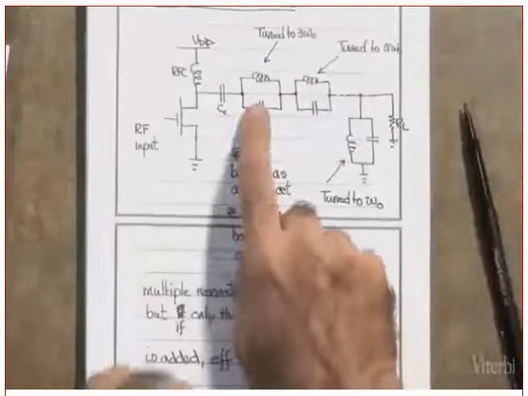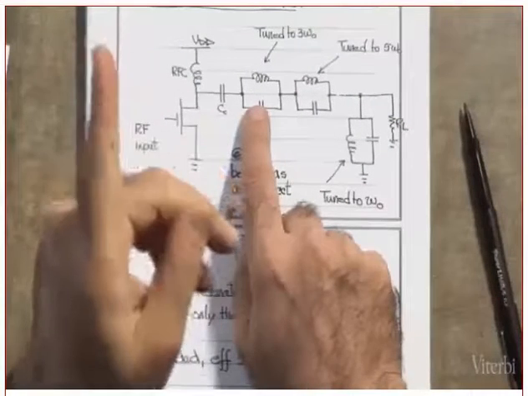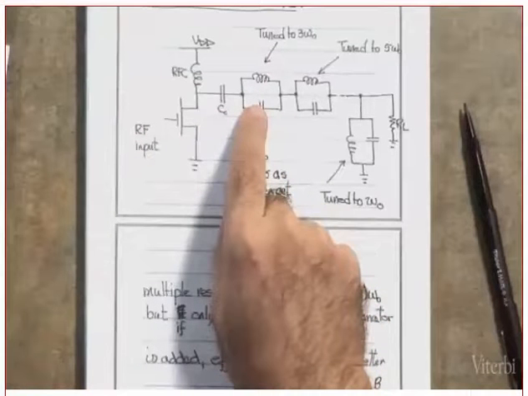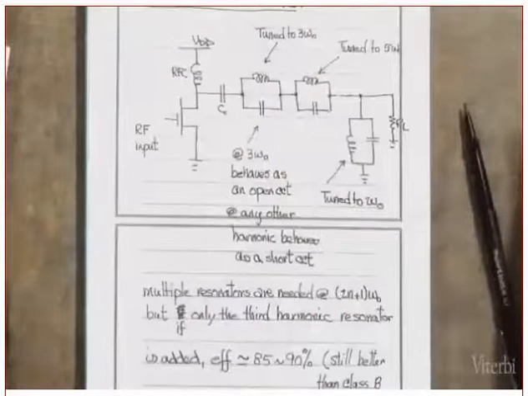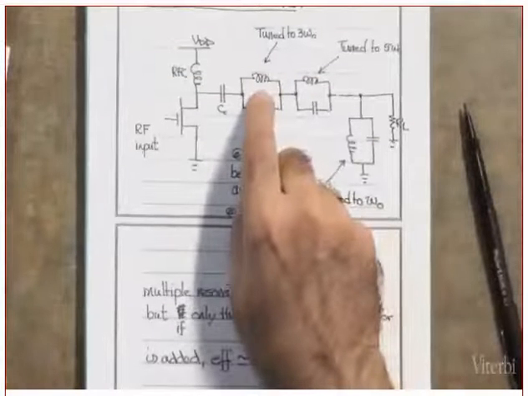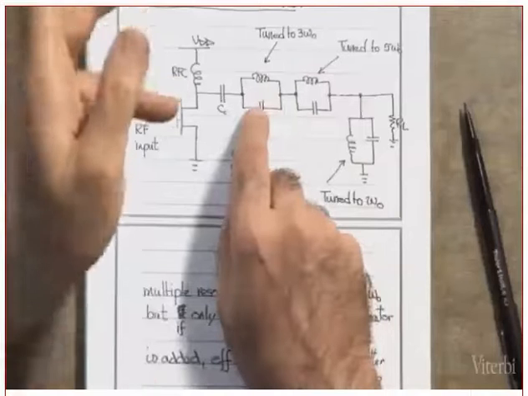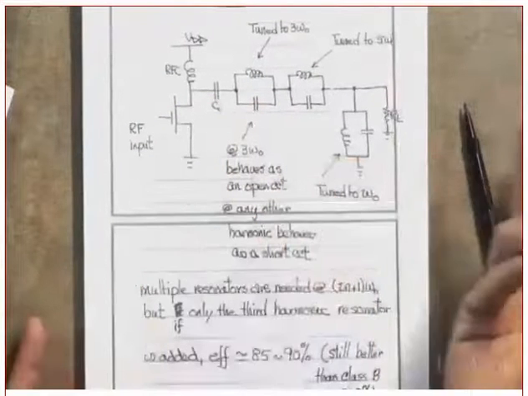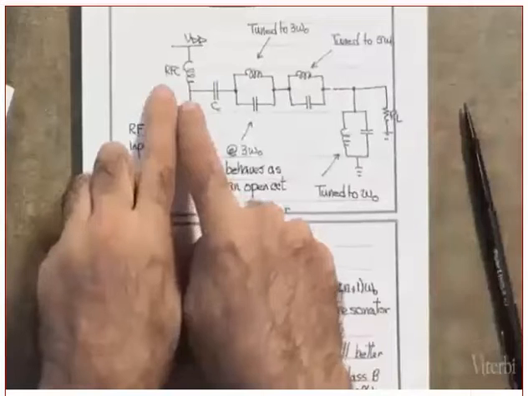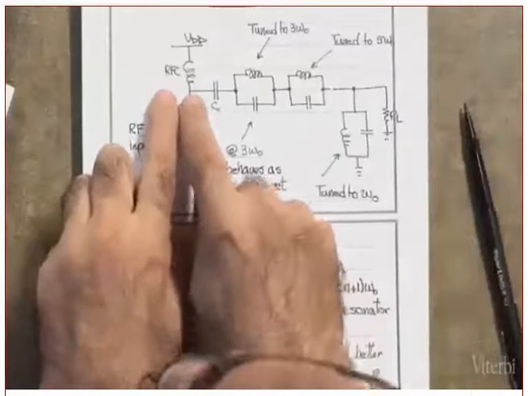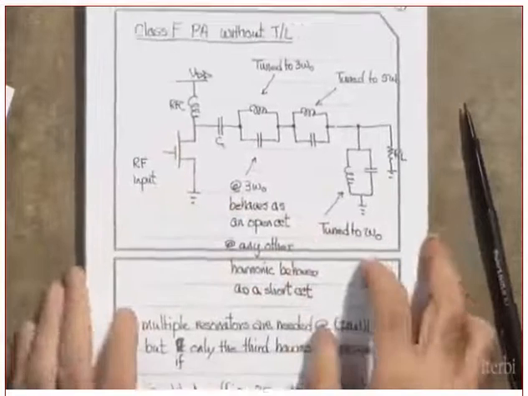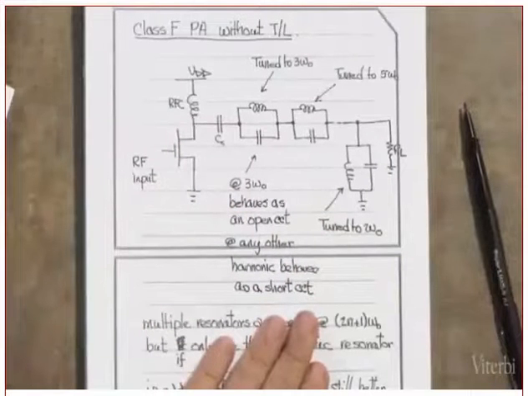What is this tuned to? 3 omega naught. What does that mean? At 3 omega naught, what do I want this to behave like? Open or short? If it is short, then it means the signal will come here. I want to keep it here. I want the third harmonic to be kept here. Are you losing me or not?